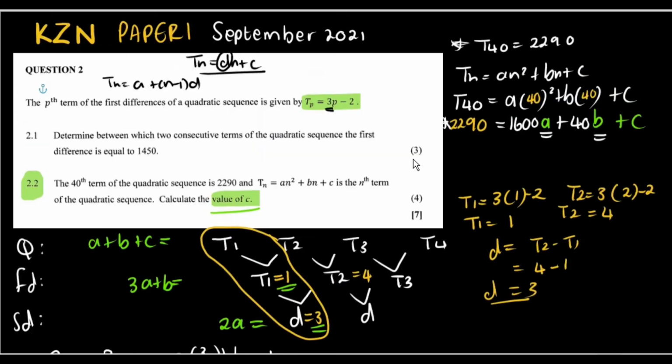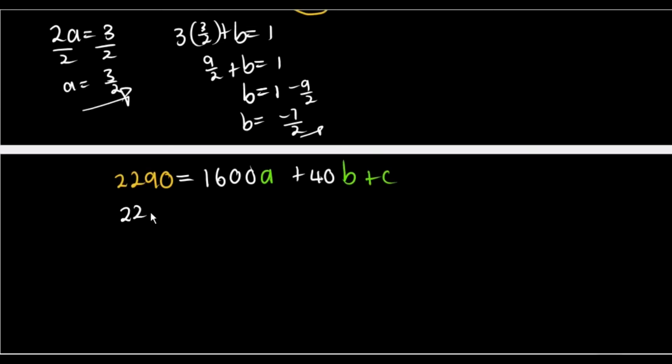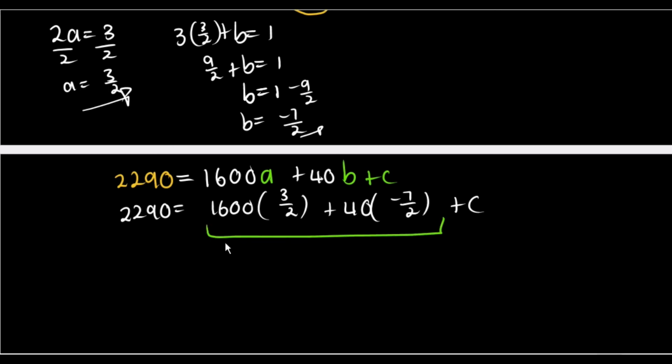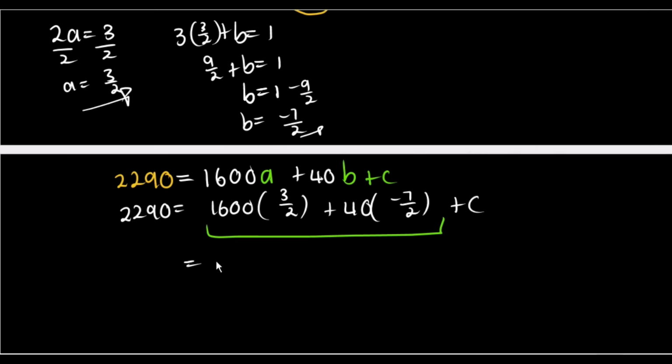This is the equation that we had, and we're going to go ahead and substitute a and b. So we have 2290 is equal to 1600 multiplied by 3 over 2 plus 40 multiplied by negative 7 over 2, and then plus c. As this is, you can see we only have numbers all through here. So you can just go ahead and substitute all of that into the calculator. And there we go. If we put everything into the calculator, we get 2260. And here we still have 2290 plus c.